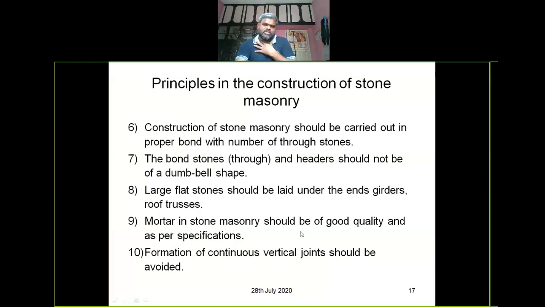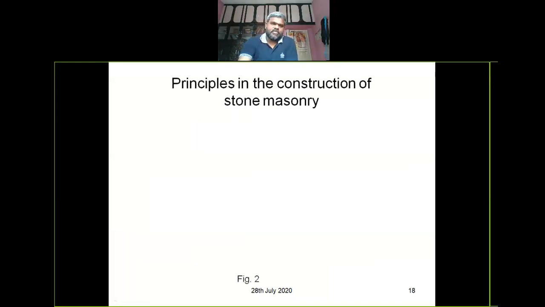The mortar in stone masonry should be of good quality and as per the specifications. The formation of a continuous vertical joint should be avoided. If it is there, the load carrying strength of the wall may be reduced.